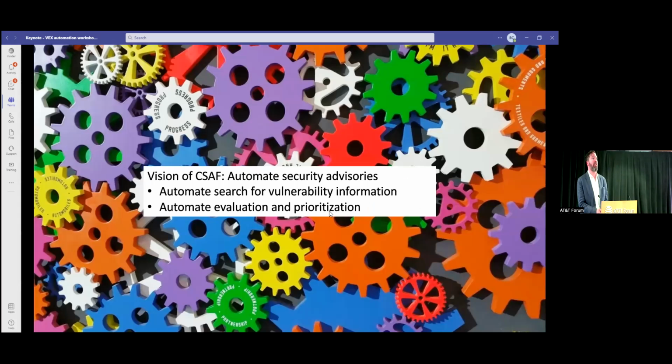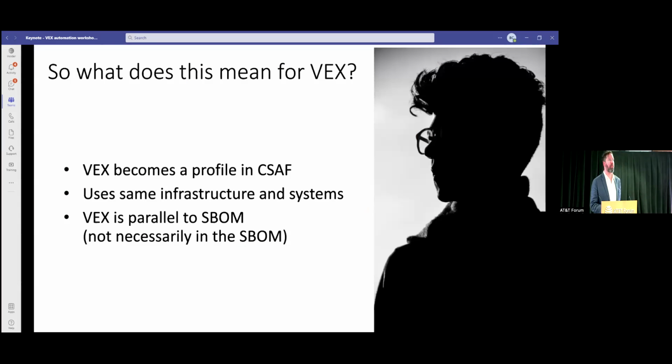So what's the vision of CSAF? The vision of CSAF is automation, right? We want automated security advisories that make it easier to build this into your systems, to automate evaluation and prioritization, and be able to map it to what you have in your organization. So what does this mean for VEX? VEX becomes a profile in CSAF. What is a VEX? A VEX is a type of security advisory. And in particular, as I said, it enables the negative security advisory: we're not affected. It uses the same infrastructure and systems. And we'll talk about that in a moment.